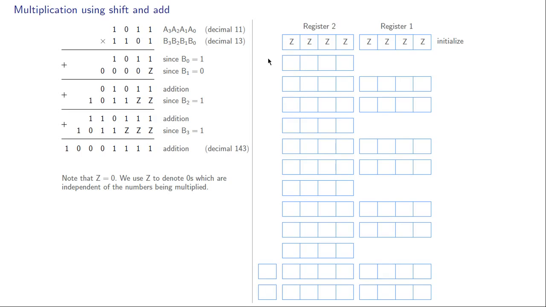Let us see how this method can be implemented. We start with two registers, 4-bit registers, register 2 and register 1. This is going to be our LSB, that is going to be our MSB, and we initialize both these registers with all zeros. Alright, now step number 1 is to load 1011, the multiplicand, this one, in this other register, since B0 is 1.